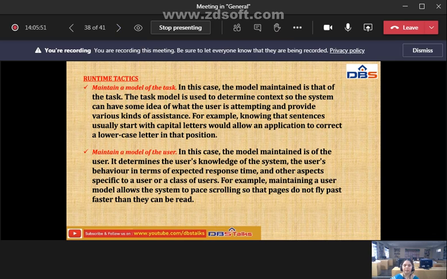It mainly defines the knowledge of the users, how they are using the system in a very good, potential way.